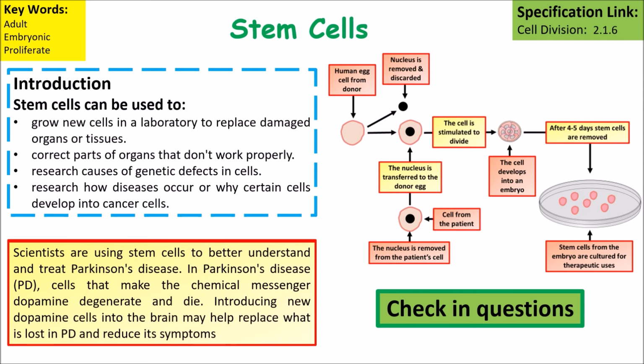Scientists are using stem cells to better understand and treat Parkinson's disease. So in Parkinson's disease, cells that make a chemical messenger, dopamine, degrade and die. So that's happening in the brain. So if we can replace these cells, so they go and produce the dopamine, that will lower the symptoms of Parkinson's disease.